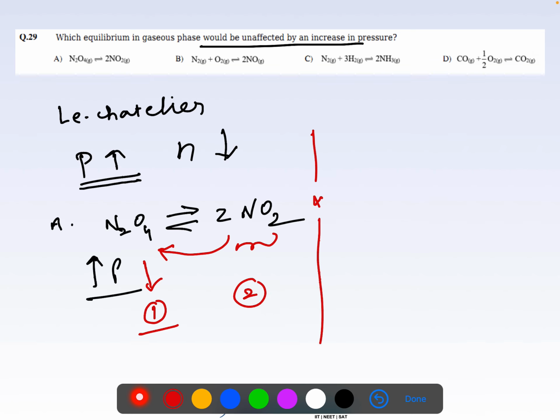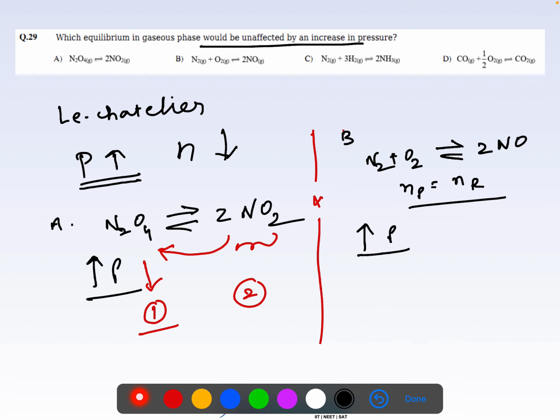If you take for example option B, here N2 plus O2 is in equilibrium with 2NO. Here the number of moles of the products and the number of moles of the reactants are the same. Therefore increase in pressure does not favor any direction. So the correct answer will be option B. So there is no effect of pressure here.